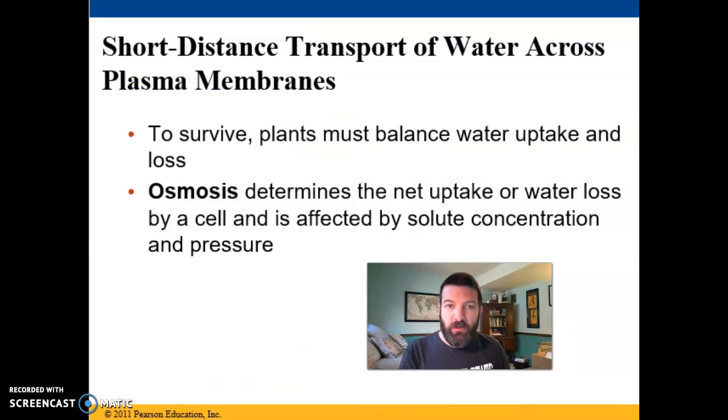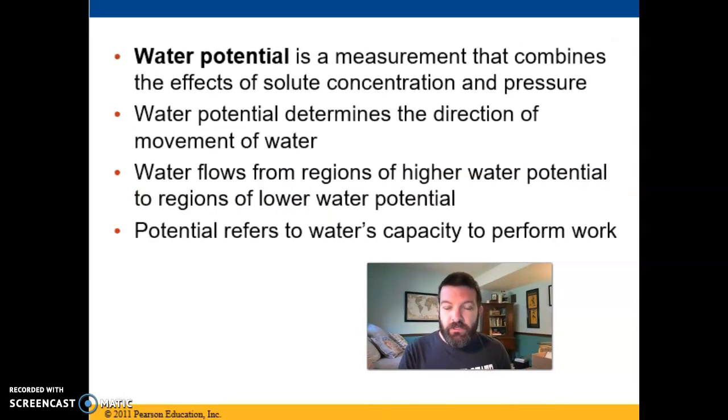As we mentioned earlier, plants lose a lot of water because they have to be out in the sunshine for photosynthesis, right? But at the same time, they need water to perform that same photosynthesis. So balancing water uptake and loss is very important, and by extension, osmosis is very important. And to understand water movement, it's important to understand water potential, which is a measurement that combines both solute concentration, which causes osmotic movement of water, and also pressure, which can cause movement of water, right?